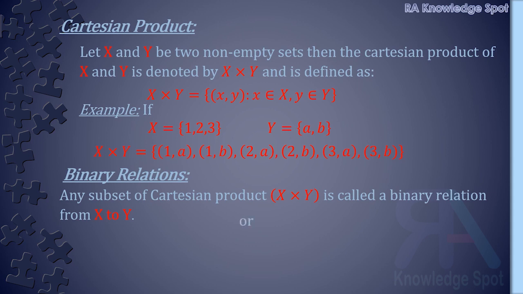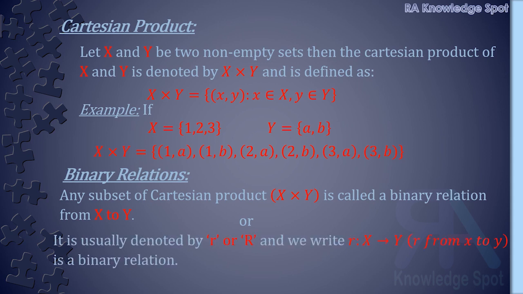It is usually denoted by small r or capital R, and we write it r from x to y, or you can say r from x to y is a binary relation. With further examples, it will be clearer what a binary relation is. But here is an example.